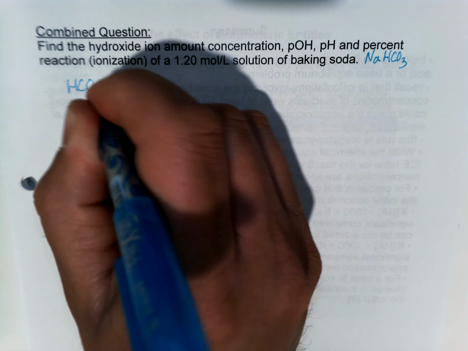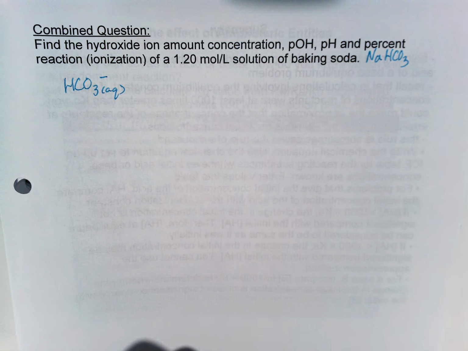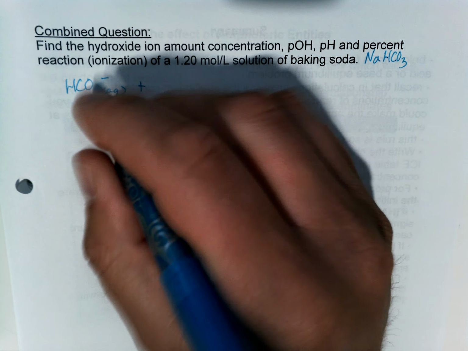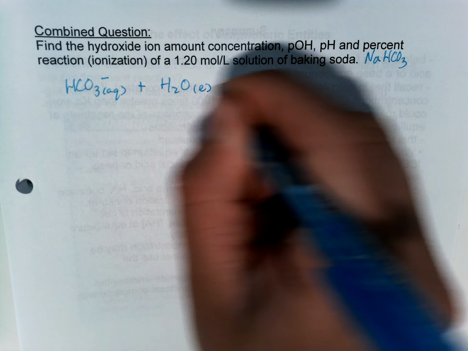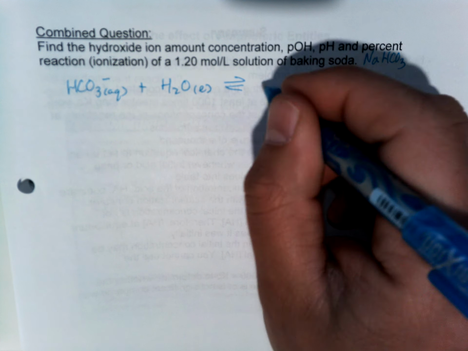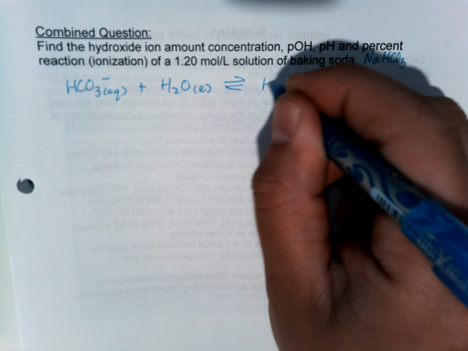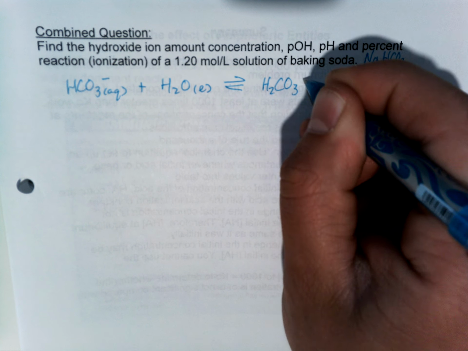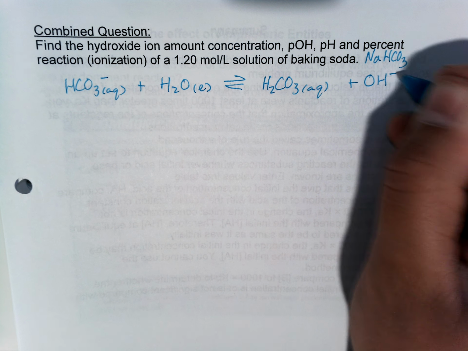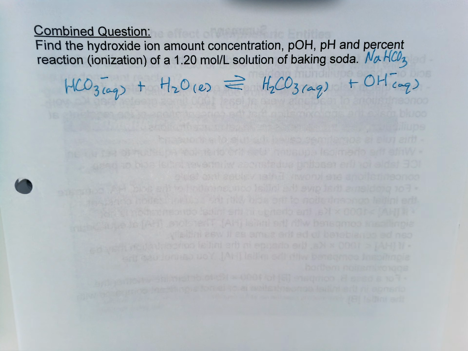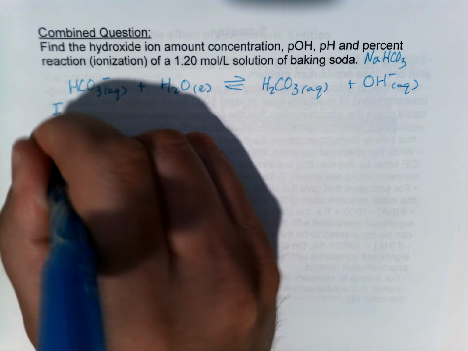We got HCO3 minus, that's going to be our weak base, plus water. It's going to produce H2CO3 plus OH minus. Okay, so that's the reaction that's taking place. Okay, we'll put our ICE table down.